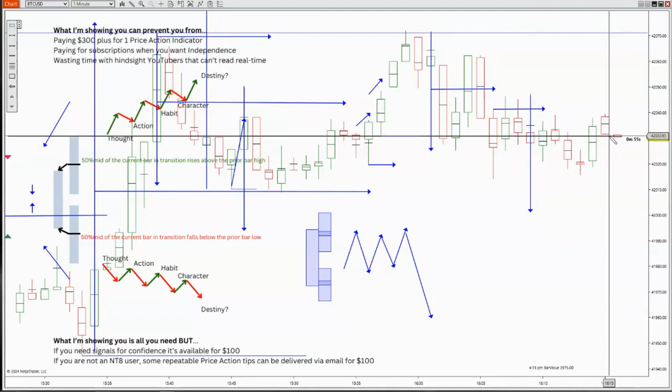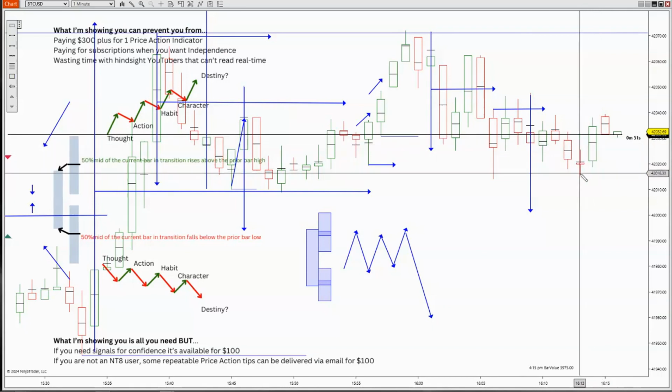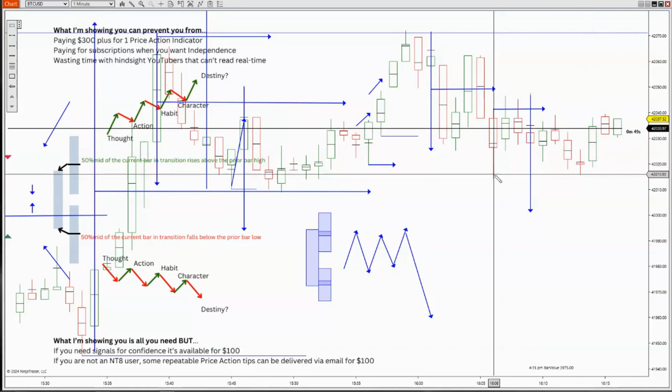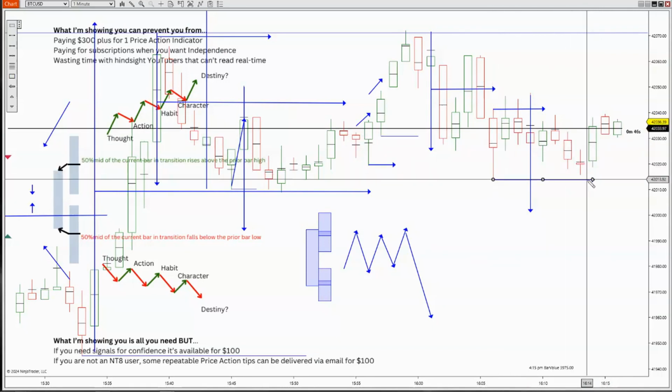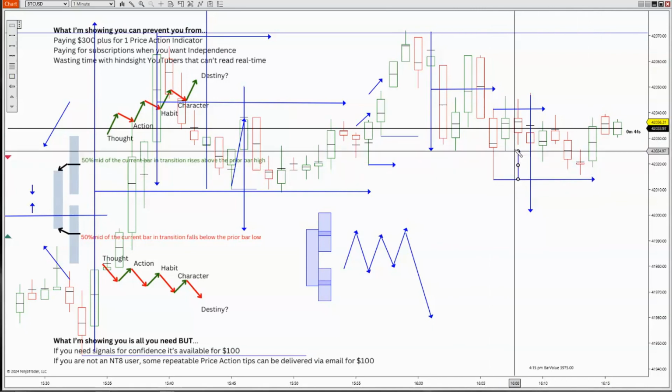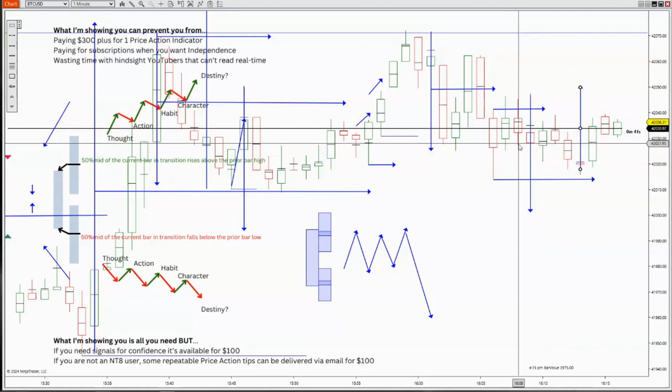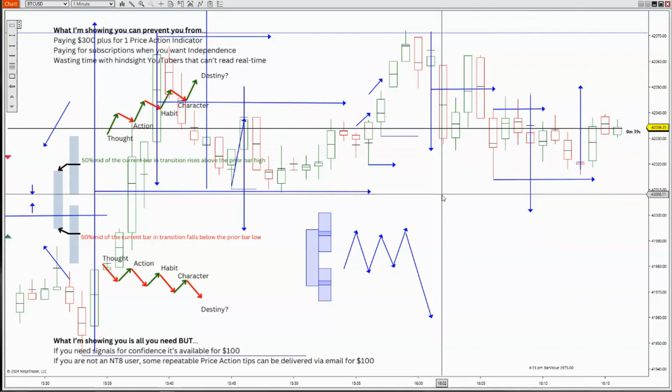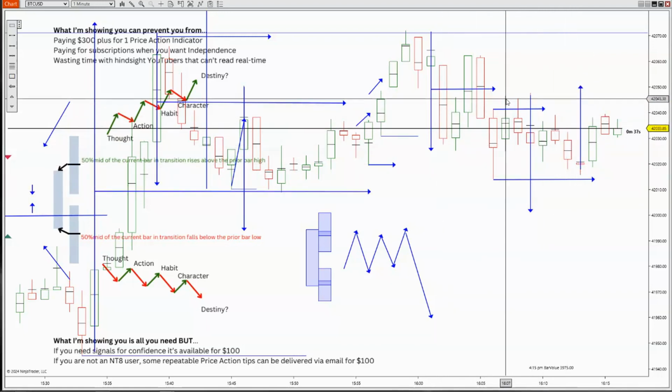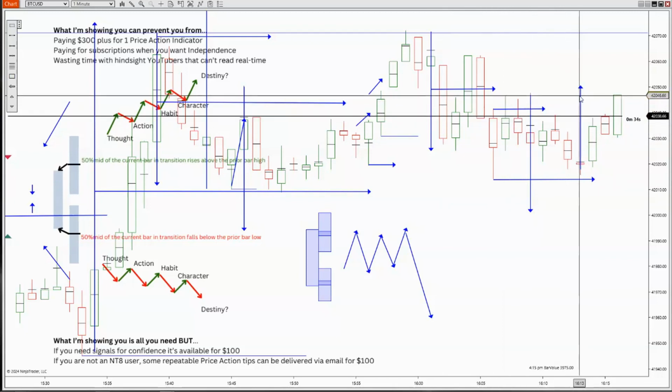I want you to read this thing with me now. Please read it with me. Make sure you're reading it with me. If we're not going to break this, what are they saying? What are they getting at? Are we going back past here?